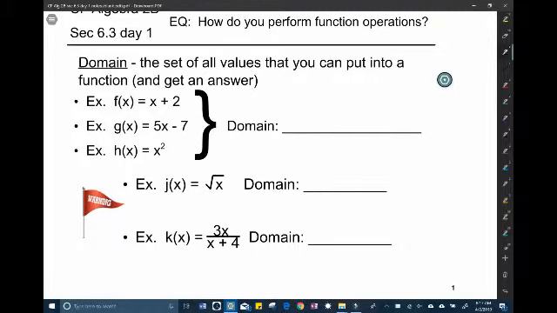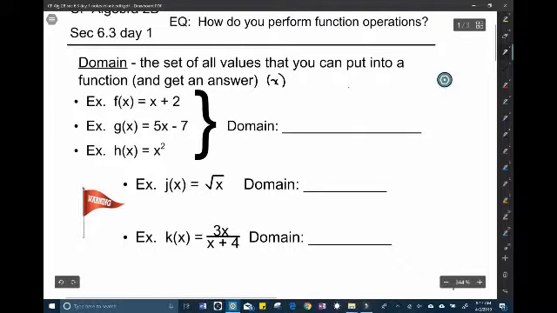So recall that domain is a set of all values that you can put into a function. So they're your x values that can go into a function. For example, f of x, and that's just the function of x, is x plus 2, 5x plus 7, or x squared. You can put any x value in there and get a y value out of the equation. Or it's just you can put any x value in and get a result. So the domain is all real numbers.